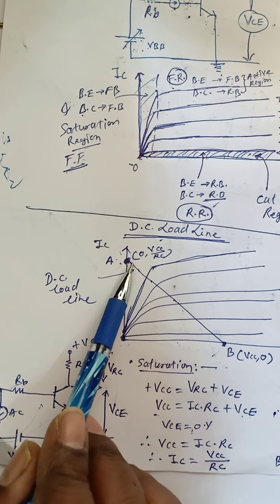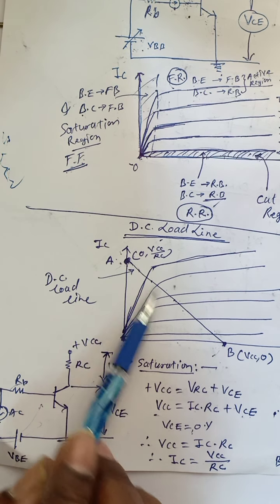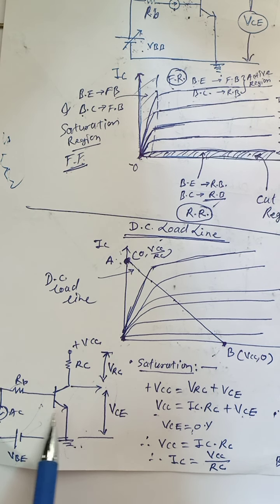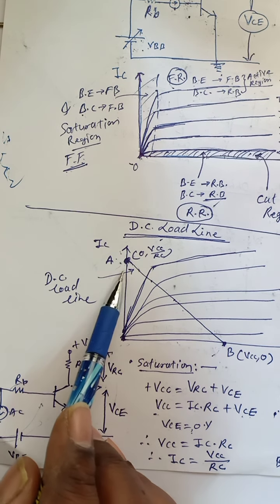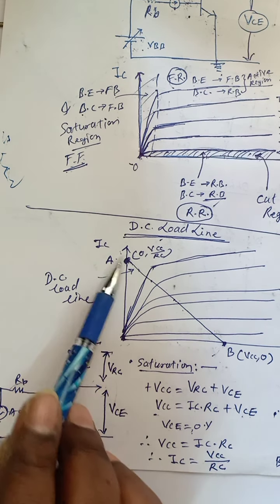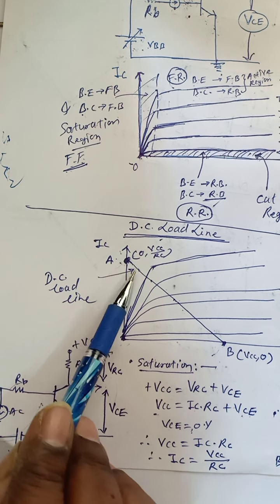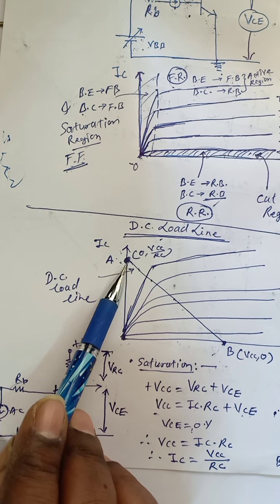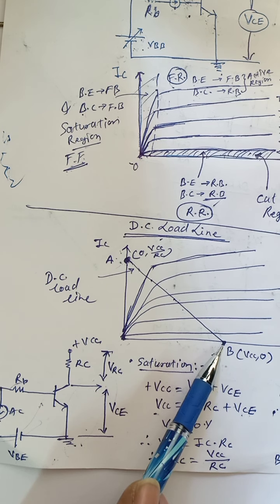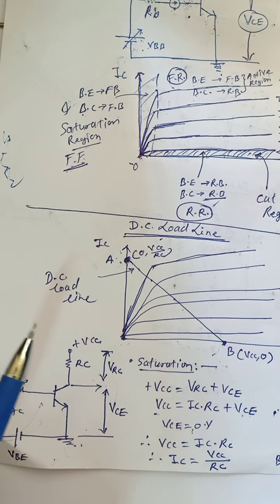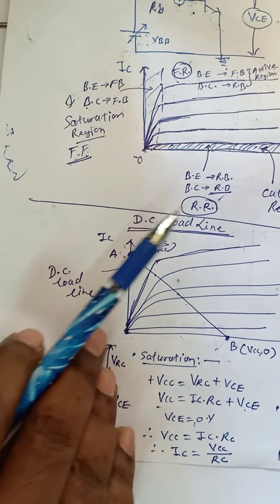So this DC load line shows the DC operating conditions of the transistor, and it joins the two extreme conditions of the transistor. When the transistor is in saturation, it is fully on, and when the transistor is in cutoff, there is no current flowing through the transistor, it is in off state. Okay, last time we saw this.